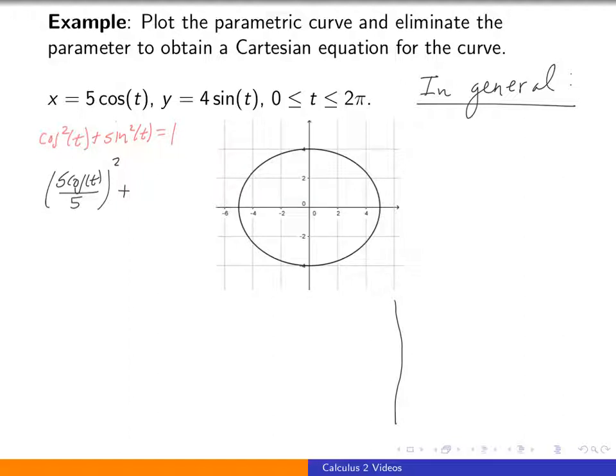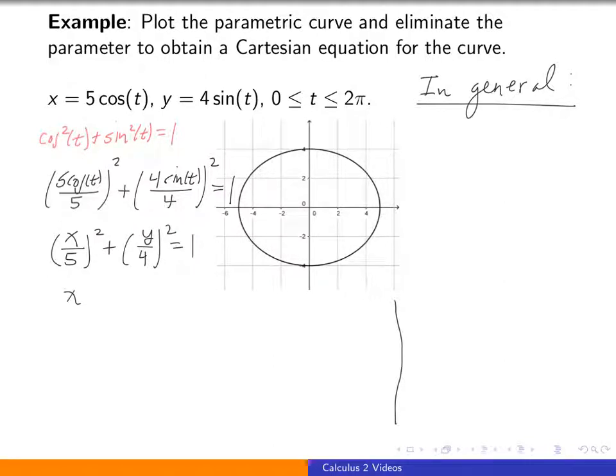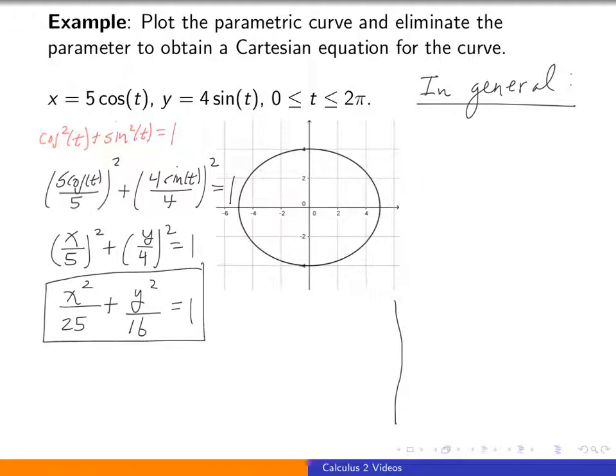And looking at the sine, from the y, if we divide by 4, we would just have a sine of t. So let's say plus 4 sine t over 4. So if we write it this way, it's cosine squared plus sine squared, which we know is 1. So that's really x over 5 squared plus y over 4 squared equals 1. Or let's write this as x squared over 25 plus y squared over 16 equals 1. And this would be the Cartesian, or maybe think implicit representation of this curve.